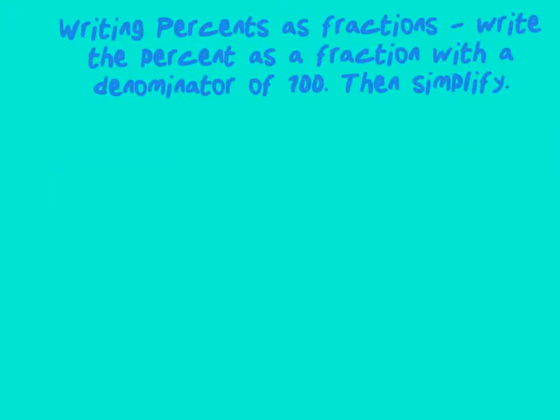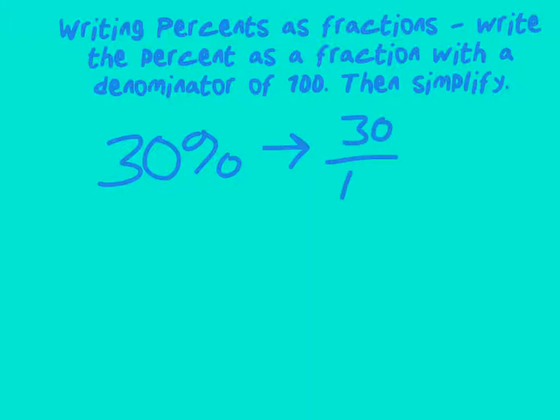So today, what we're going to be doing is taking percents and writing them as fractions. To do this, we want to write the percent as a fraction with a denominator of 100, since it's out of 100. So, for example, if we had 30%, the first thing I want to do is write that 30 in the numerator and have the denominator be 100, because it's 30 times out of 100, or 30%. Then what I'm going to do is simplify.